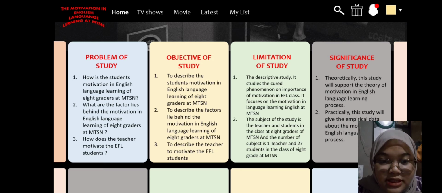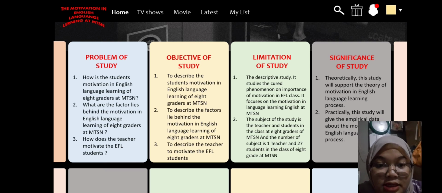Based on the problem of the study, the objectives of the study are as follows: 1. To describe the student motivation in English language, and the second is to describe the factors that lie behind motivation in English language, and the last is to describe how the teacher motivates the English learner students. And next is limitation.